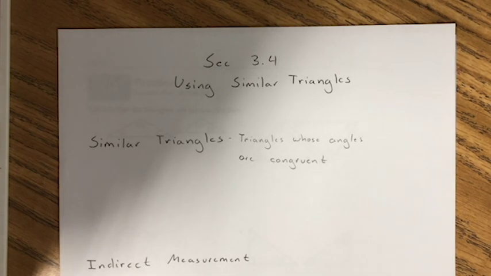This video is about how to use similar triangles. Similar triangles are triangles whose angles are congruent. That's really basically it. And this is very similar to what we did all the way back in chapter 2 when we were talking about similar figures. So we're going to be using proportions again.